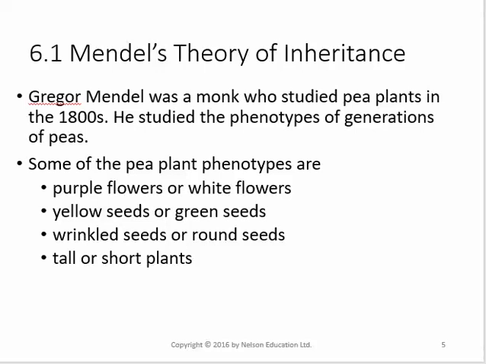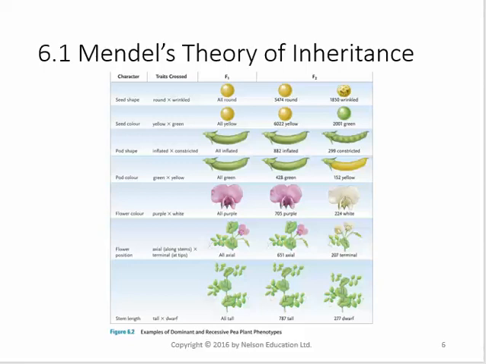So he started realizing that there was round and yellow, that the pods were either inflated or dimpled, that the pods could be yellow or green, the flowers could be purple or white, that some of the flowers were axial and some of them were terminal. Axial means the flower grows off and the stem continues, terminal means that they're at the end of the stems. So these things were all traits that he noticed were reproducible. And he started counting them and that kind of thing.